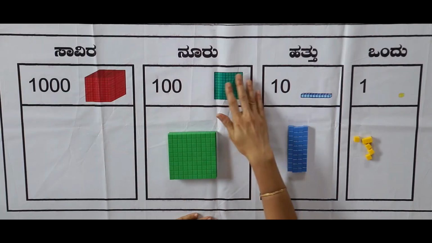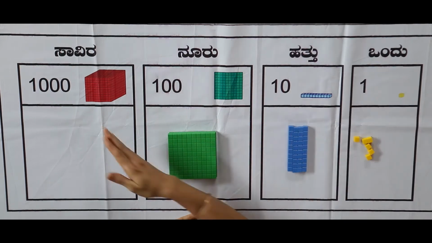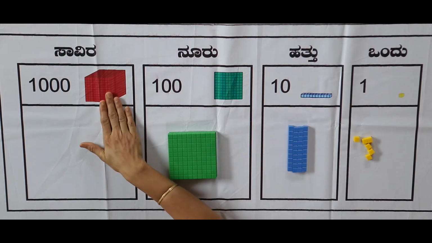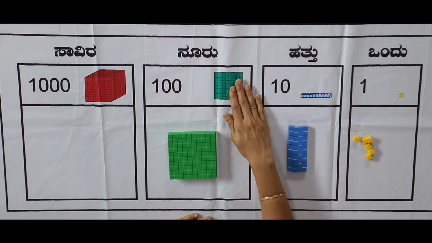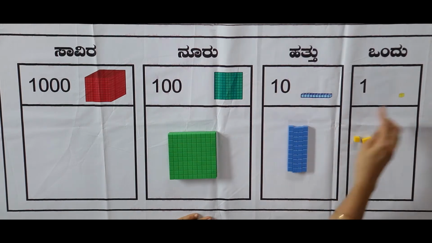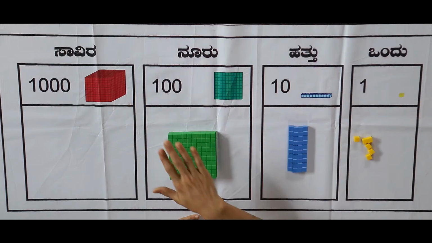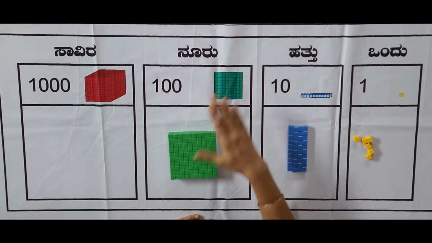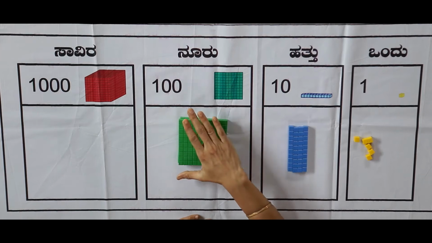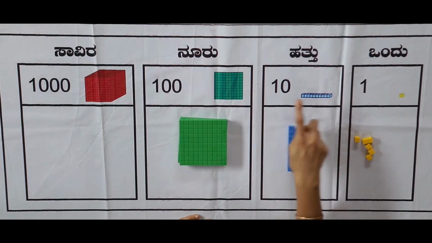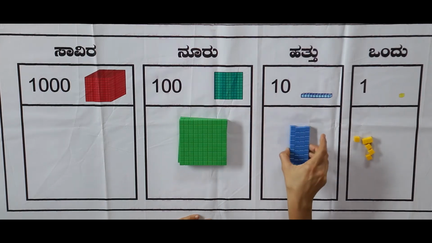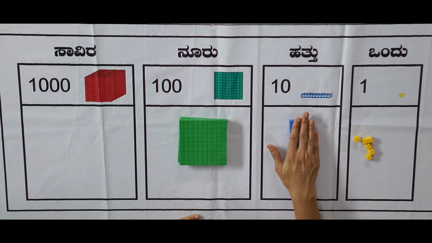Alright? And if children are confused, show them this place value mat. There are pictures here. There is a red cube, there is a green plate, blue rod, and yellow cubes. Show them these and ask them to keep the green plate where there is the green picture. Where 10 is written, ask them to keep the blue rod, the tens.